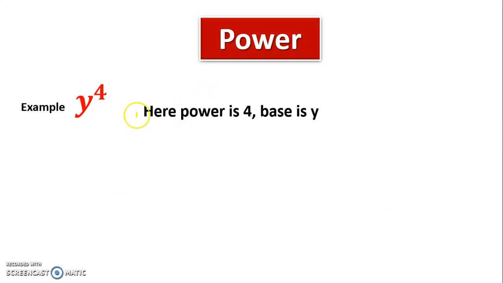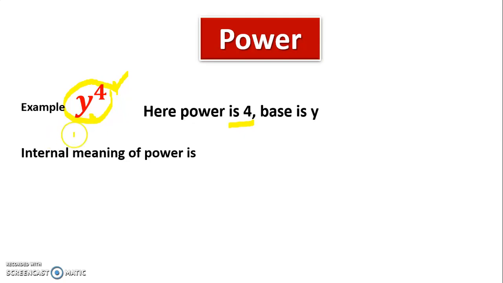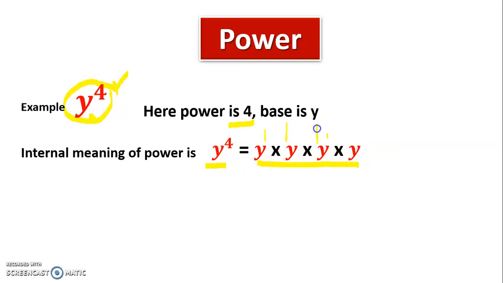Next one, power. Example, y power 4. Here power is 4. Here in this expression the power is 4. That is superscript. Base is y. The internal meaning of y power 4 is y multiplied by 4 times. In the coefficient case, I gave 3x, added 3 times. Here y power 4 is y multiplied by 4 times. So 1, 2, 3, 4.